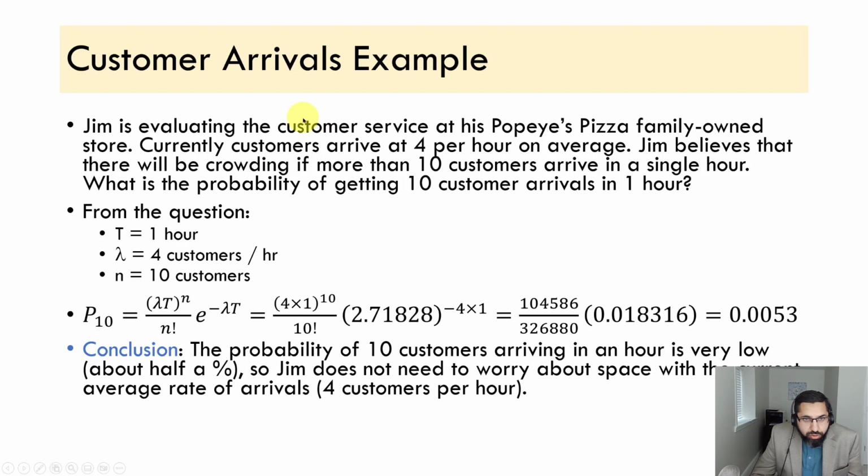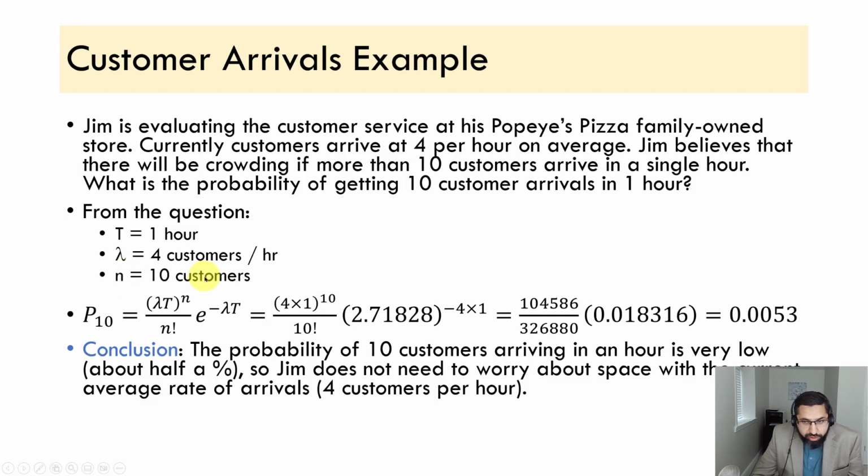Let's do an example. So let's say we have 4 customers arriving per hour on average. So that's lambda is 4 customers per hour. They come to this pizza shop, and we want to figure out what is the probability that we'll get 10 customers in 1 hour. So t is 1 hour. The time units of t and lambda have to match. If lambda is 4 customers per hour, you can't have t in minutes. You can't say t is 60 minutes or 100 minutes. You have to have it in hours because lambda is customers per hour. If lambda was customers per minute, then t would have to be in minutes. So units would have to match up.